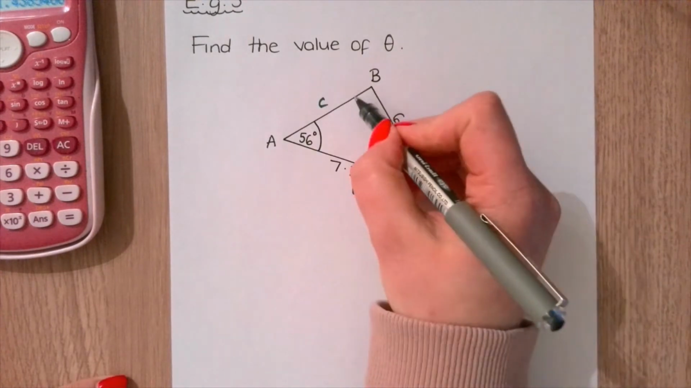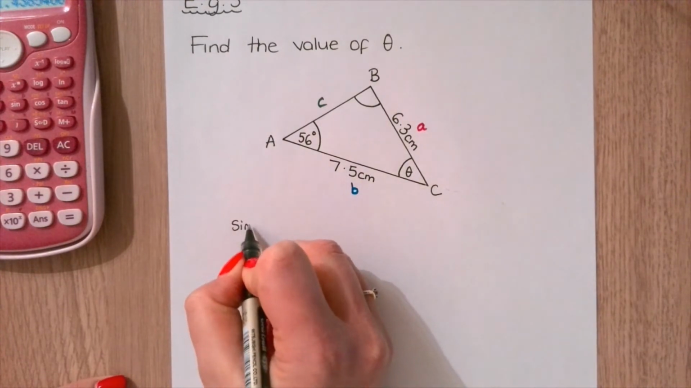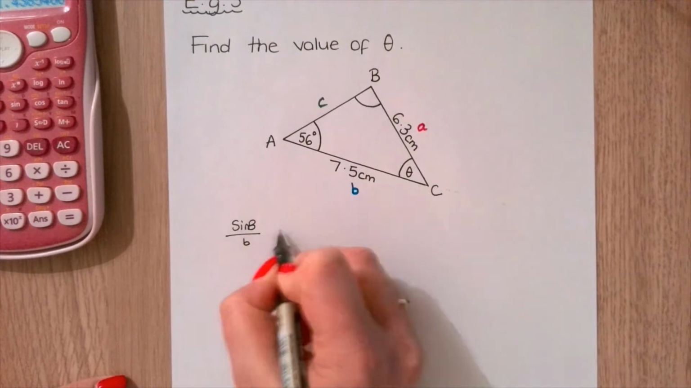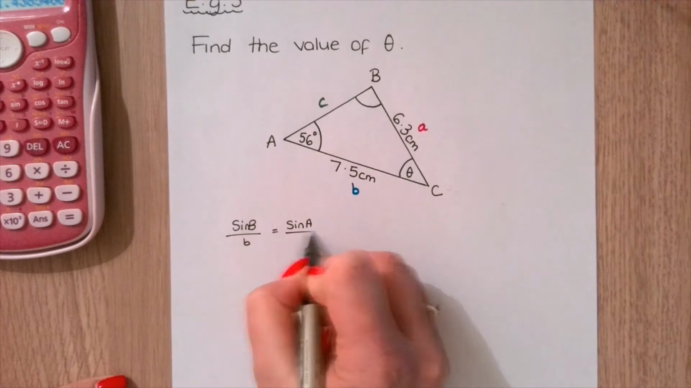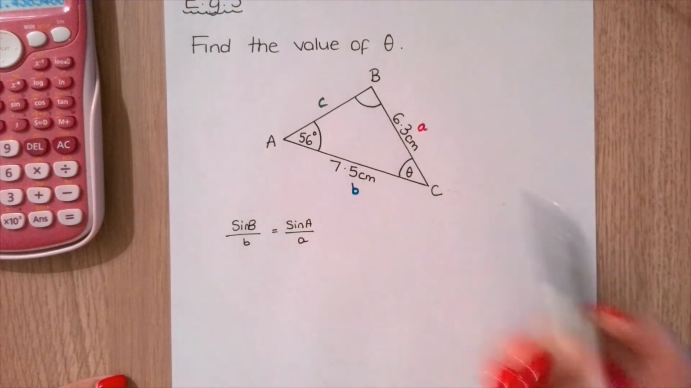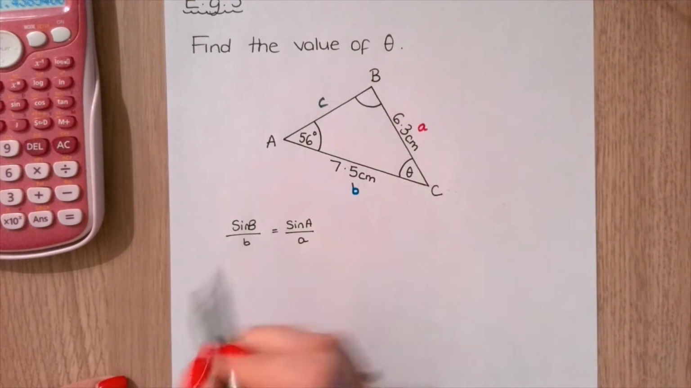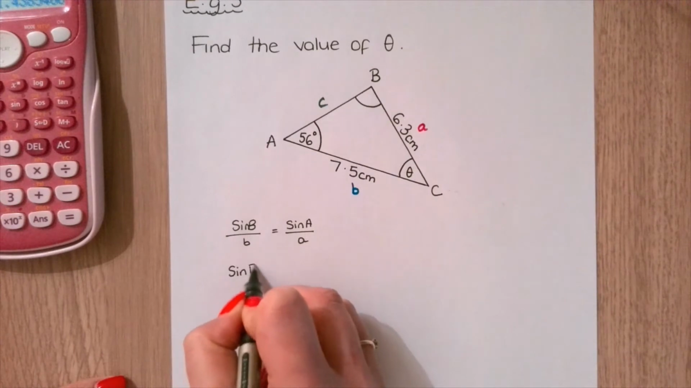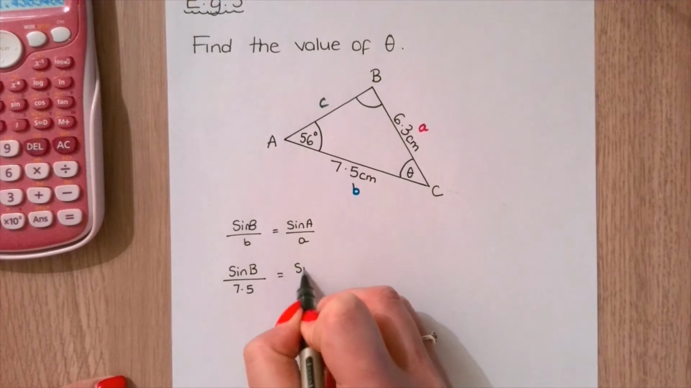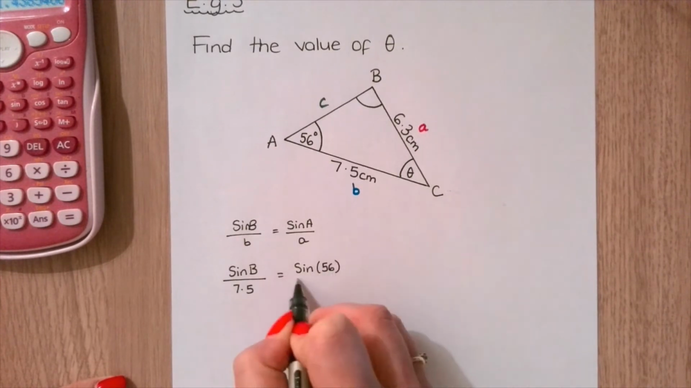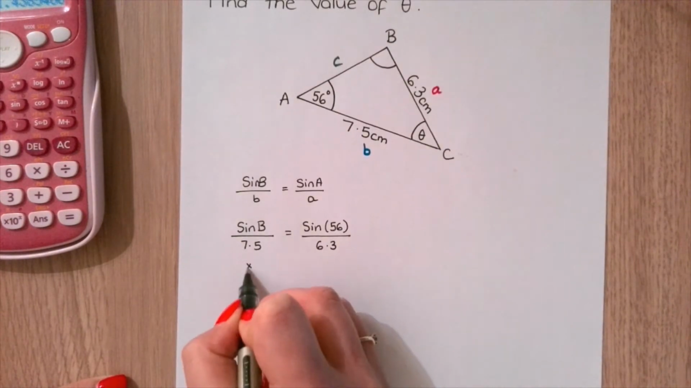So I'm looking for angle B. So sine B over lowercase b is equal to sine A over my lowercase a. Again, I cannot use C because I do not know the information here. Filling in the information that I do know, so sine capital B over 7.5 is equal to sine 56 over 6.3. Multiply both sides by 7.5.